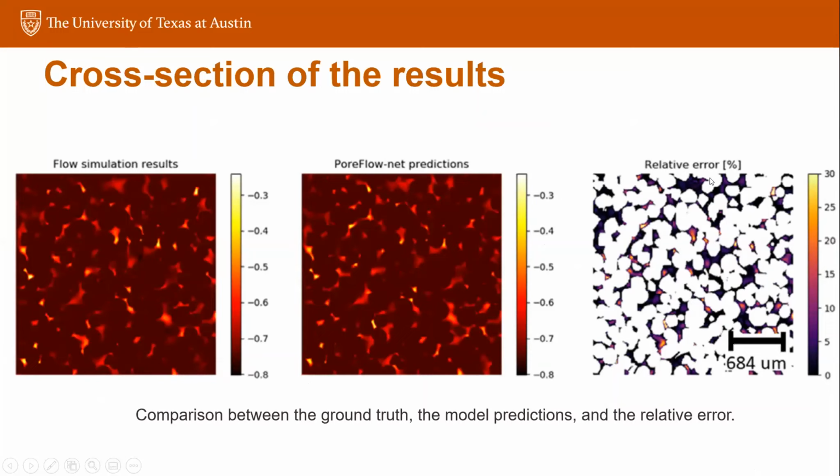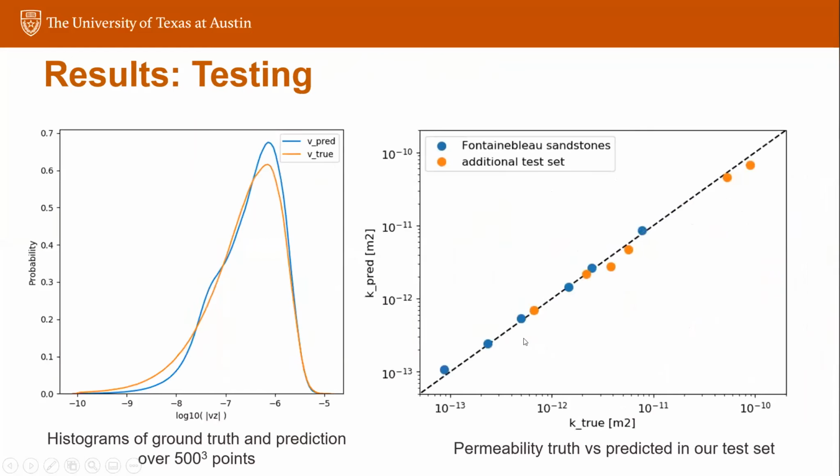So what's notable about this is that most of the pore is resolved really well. There are some spots where the neural network has an error of up to 30%, but these are very tiny isolated spots. The relative error of this sample is about 1%. And I mean, of the overall permeability. Yeah. You can see the histogram of velocities.